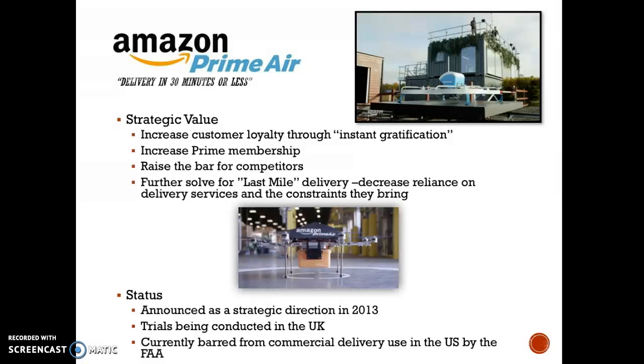As I mentioned, this was announced in 2013. The FAA currently bars drones from being used for commercial delivery in the US, but Amazon is working with them to try to get legislation passed that would allow them to operate. Amazon is currently conducting trials in the United Kingdom and will be iteratively making changes to their program as they learn more through that process.